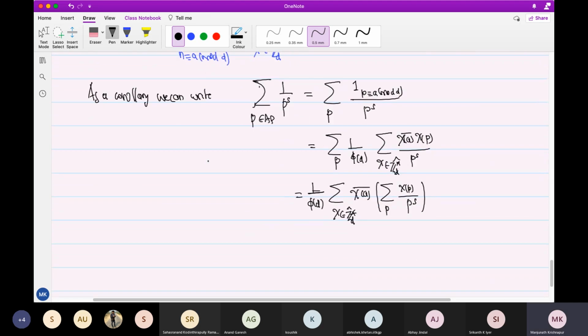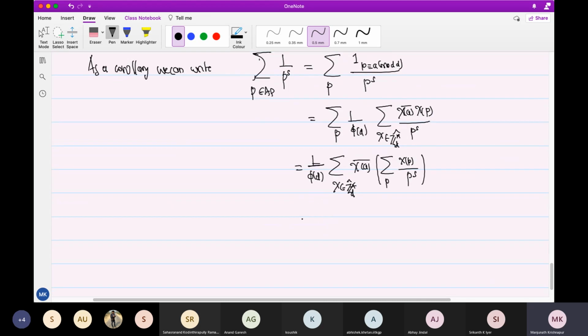Okay, so what about this? Let's use the symbols that we had now. Phi of d, sum over chi of a conjugate times this. This is not the L function, this is only the sum over p. Okay, so sorry, that's not correct. So let's leave it like that.